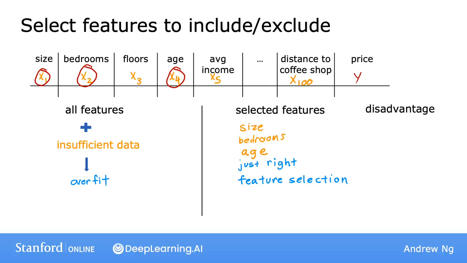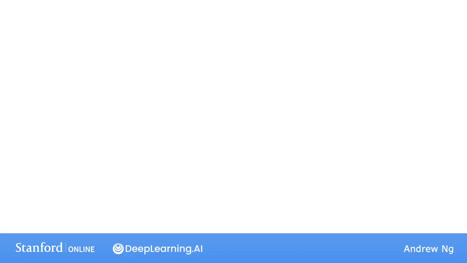Now, one disadvantage of feature selection is that by using only a subset of the features, the algorithm is throwing away some of the information that you have about the houses. For example, maybe all of these features, all 100 of them, are actually useful for predicting the price of a house. So maybe you don't want to throw away some of the information by throwing away some of the features. Later in course 2, you also see some algorithms for automatically choosing the most appropriate set of features to use for a prediction task. Now, this takes us to the third option for reducing overfitting.